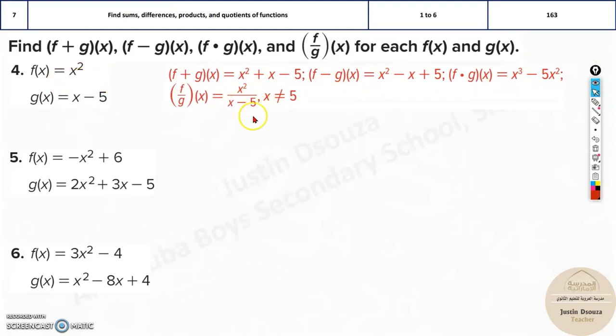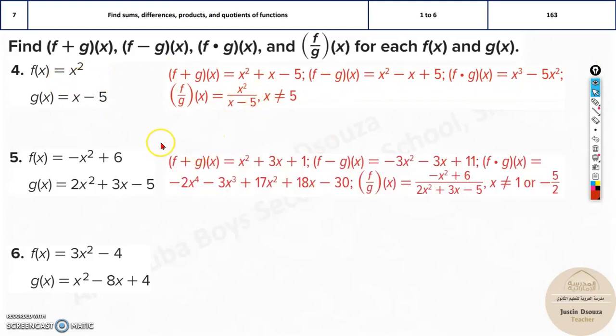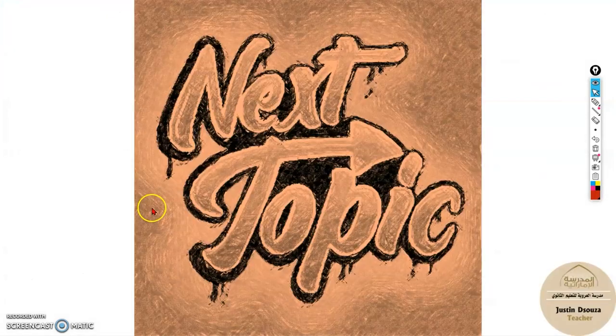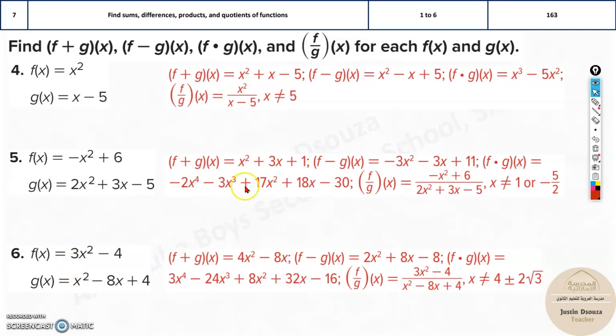Quotient is just by writing the fraction. So same way, do it by yourself and then later on check the answers. So that's it, only 6 questions in this topic. Please solve them by yourself and then refer to the answers.